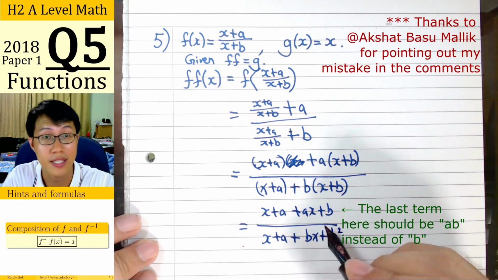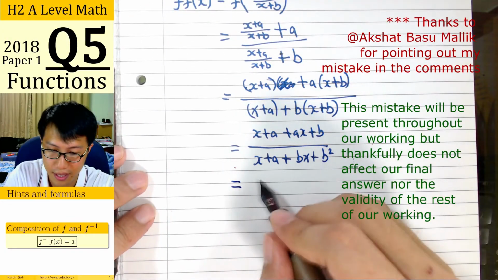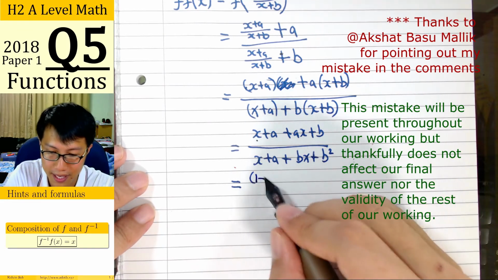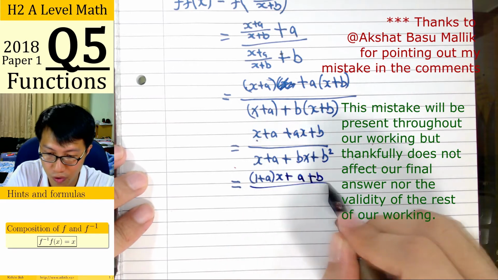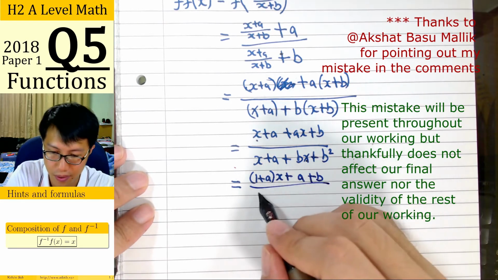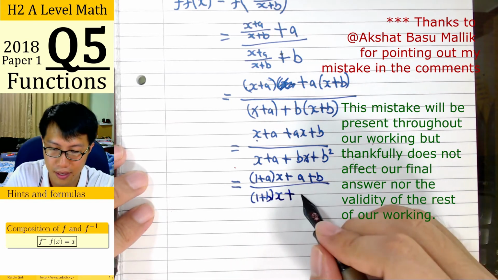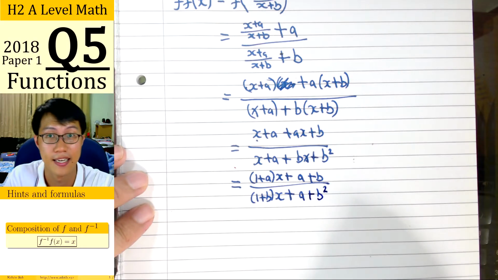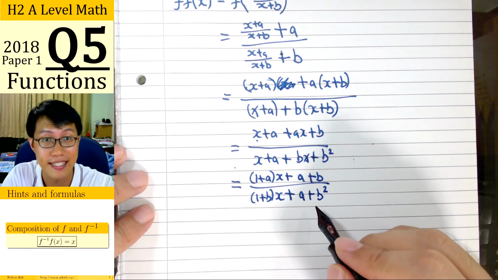Okay, we'll group all the terms with x's and group all the constants. So what we have is, we take out x for these two terms. We have (1 plus a)x plus (a plus b), over these two terms with x's, (1 plus b)x plus (a plus b squared). Okay, so this complicated fraction is the composite function ff(x).